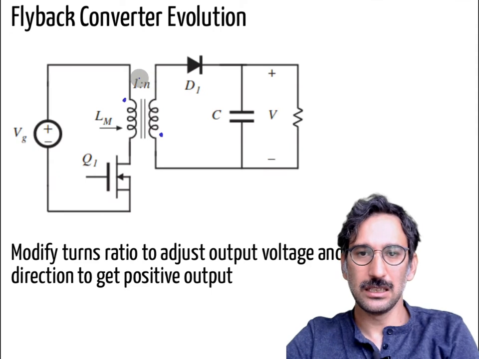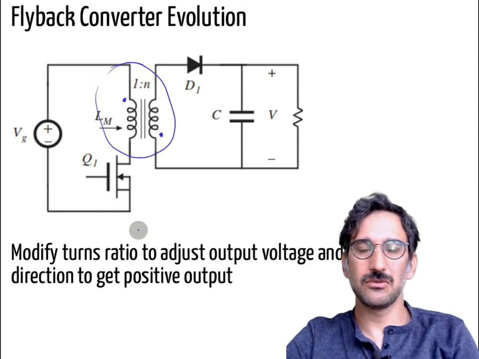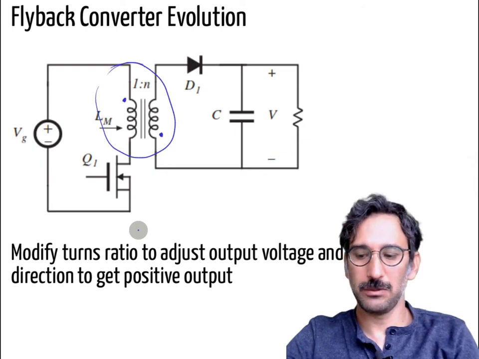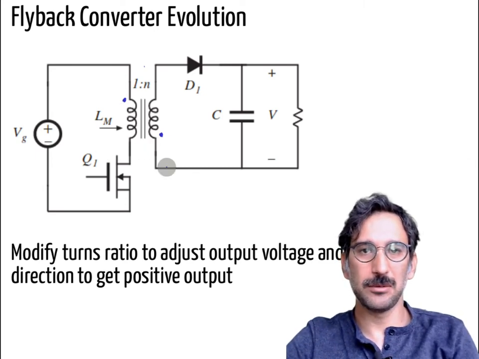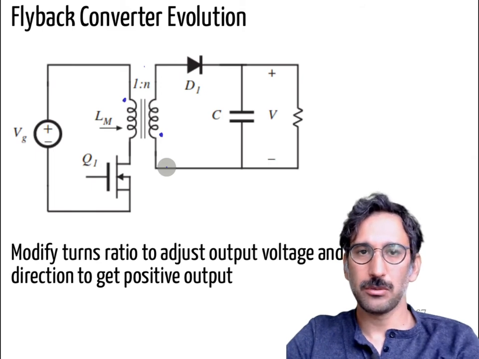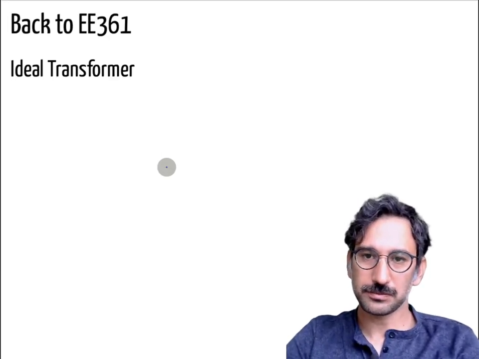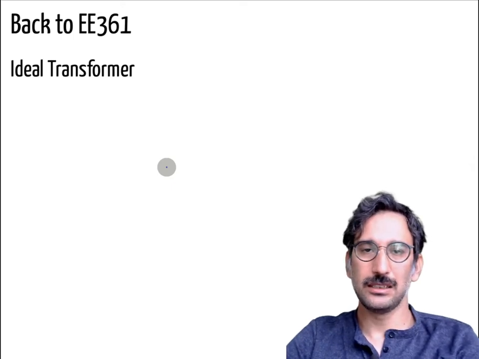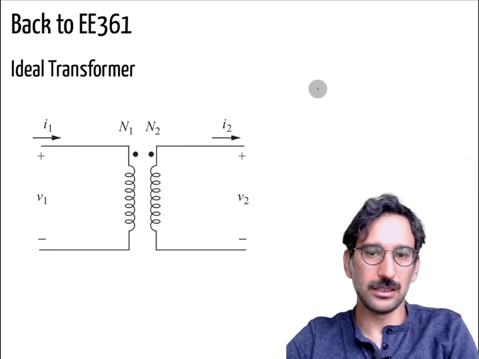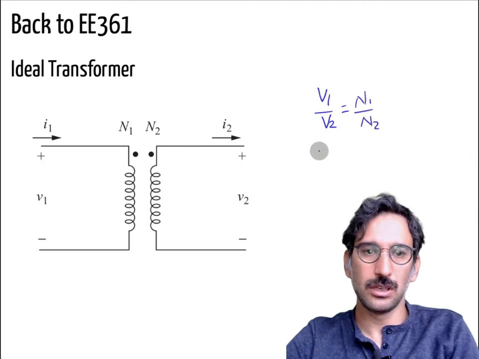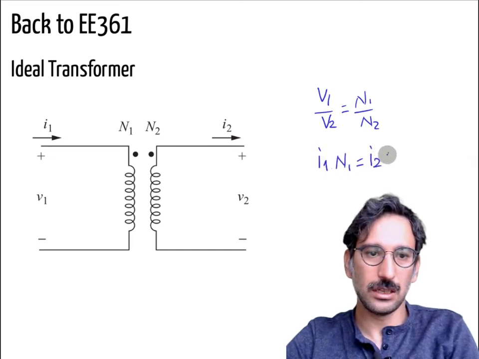But if you have an ideal transformer here, it will not work. We should have a proper transformer model in order to understand how the flyback converter works. To do that, let's go back to our third year course, and say you have an ideal transformer. In an ideal transformer, V1 over V2 is equal to N1 over N2, or in terms of current, I1 times N1 is equal to I2 times N2.